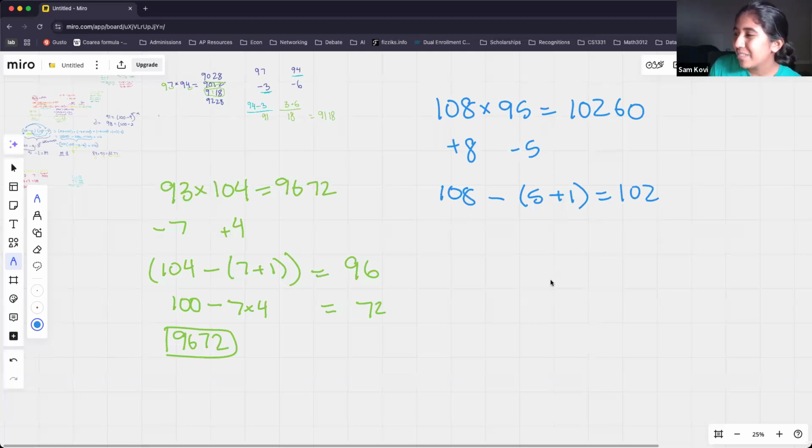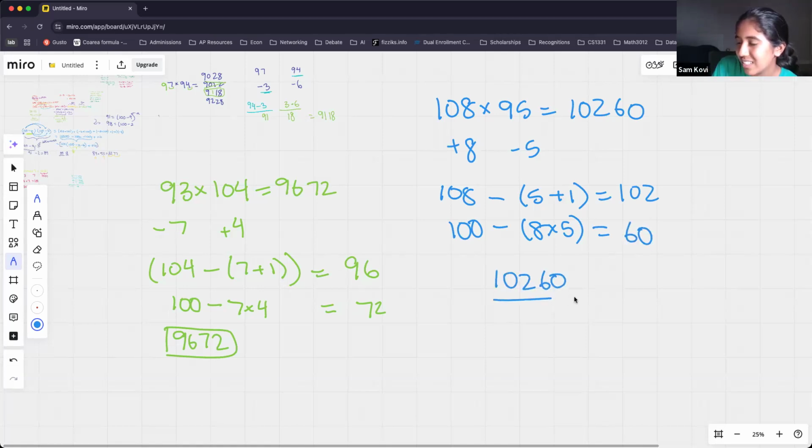Okay, and then what do we get for those last two digits? Well, we have 100 minus the product of the differences. So 8 times 5, 100 minus 8 times 5 is going to be what value? 60. Perfect. So putting those together, we get our final answer of 10260.